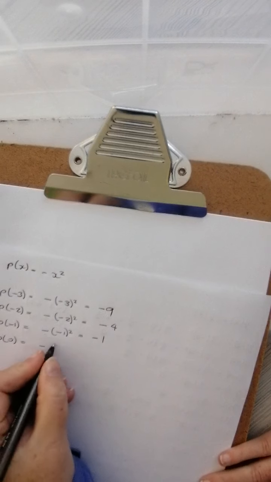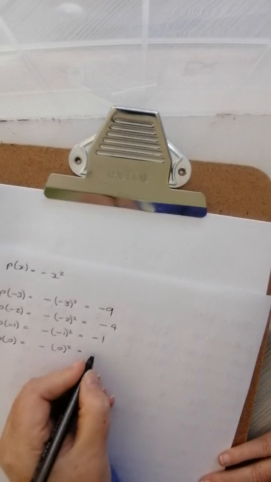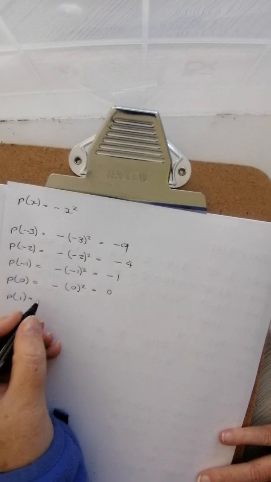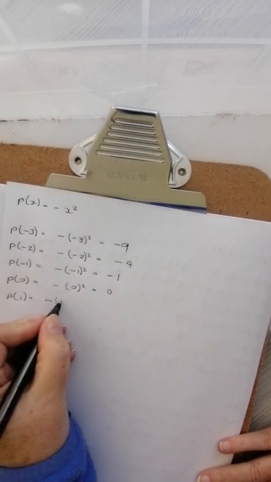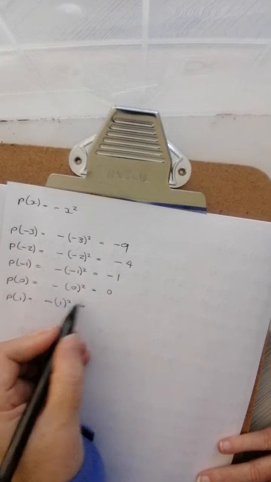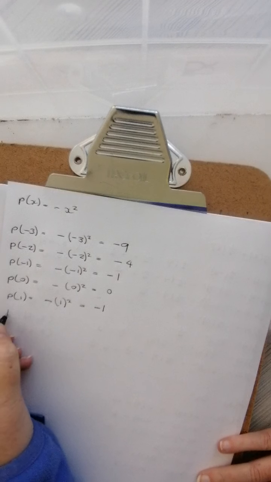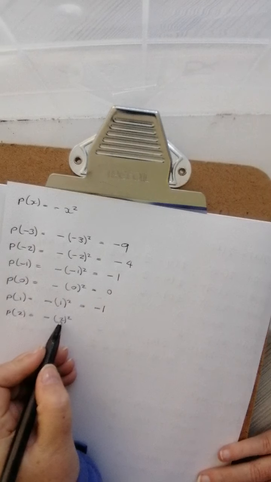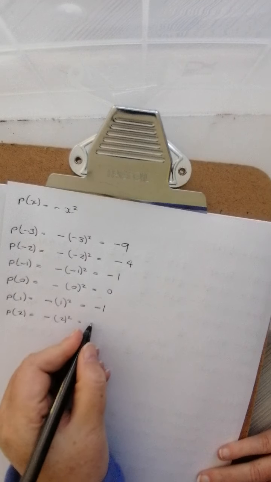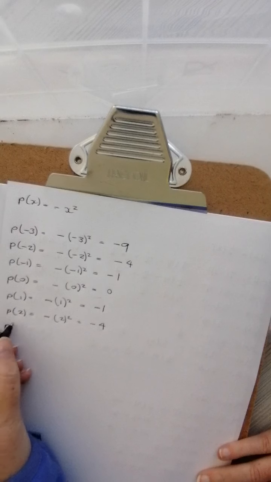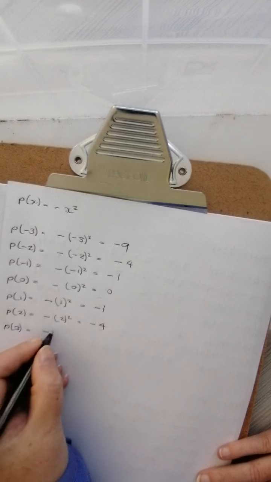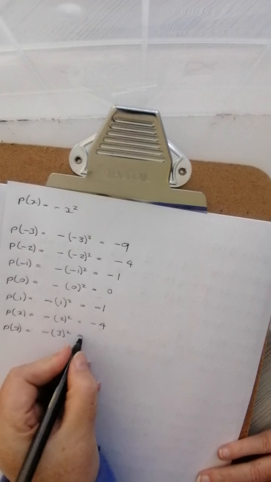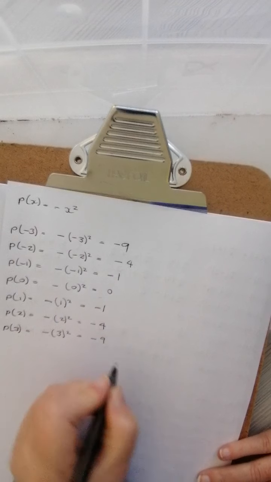P of naught, anything times naught is naught. Okay, P of 1 is equal to minus 1 squared, and that's 1. So we're still left with a minus 1 there. P of 2, okay, that's 4, but there's still got the minus on the outside, so that's minus 4. And P of 3 is 3 squared is 9, but we still got the minus on the outside, so it is minus 9.